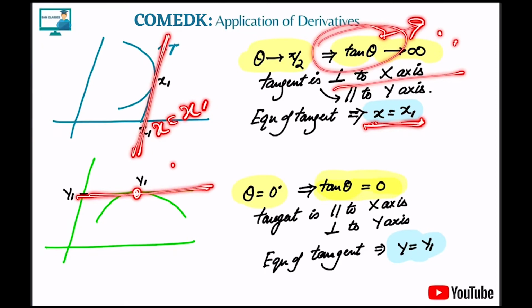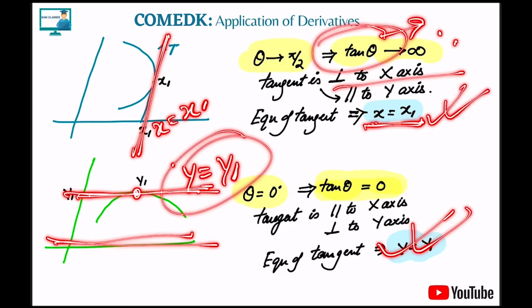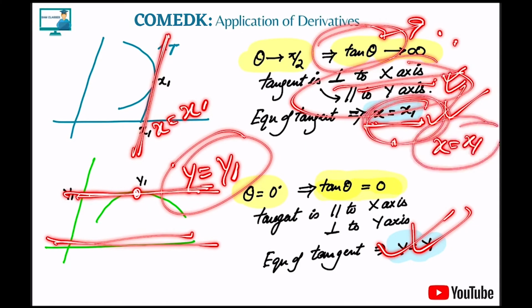It is just a line which is parallel to x-axis. So directly I can write that the equation of that line is y is equal to y1. So in both cases, we should know that the moment they say the tangent is parallel to y-axis or perpendicular to x-axis, directly the equation of the tangent is x equal to x1, and in the other case it is y is equal to y1. That's it. So pretty simple.